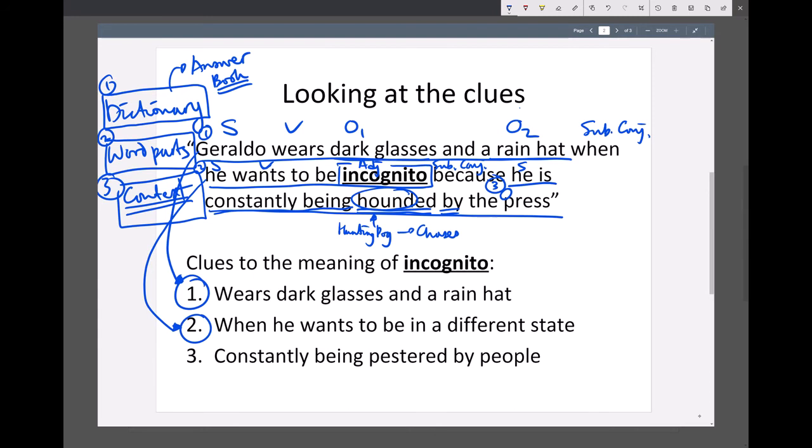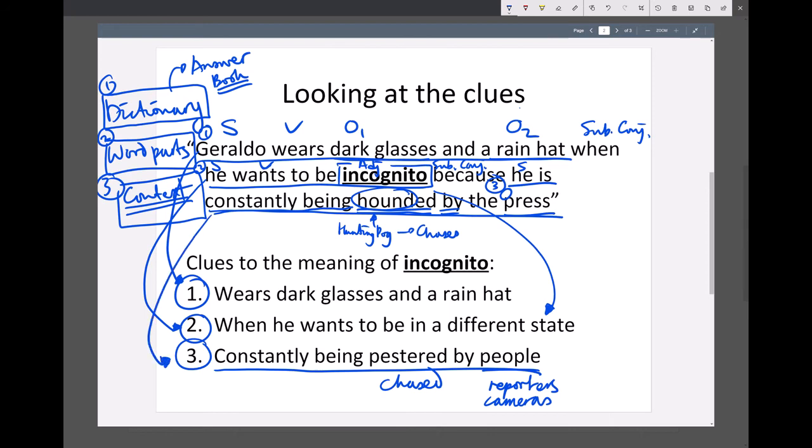That's the adjective here, incognito. And when he is not incognito, he is constantly being pestered or chased by people, like reporters and cameramen and cameras. So if he doesn't want to be chased by cameras and reporters, they don't want people to recognize him. So not recognized. So he's hiding.